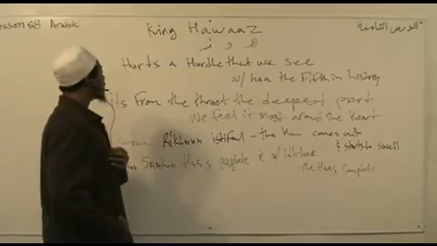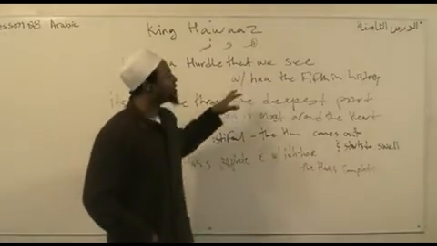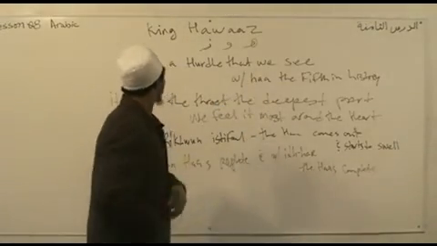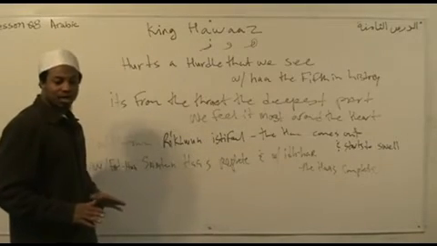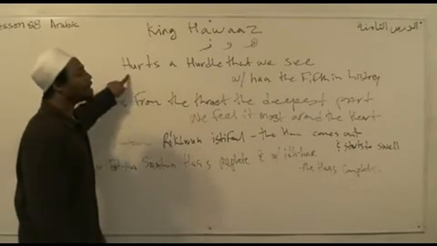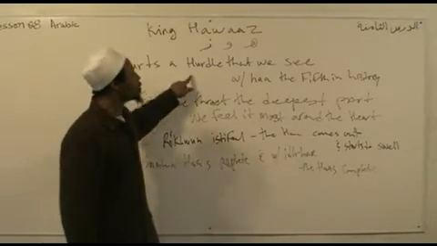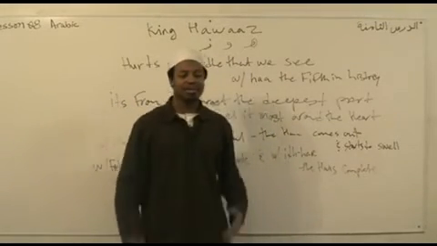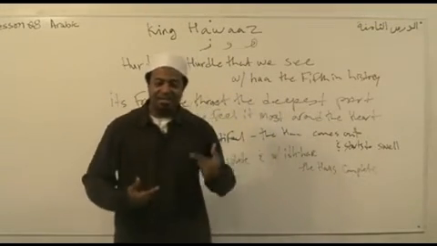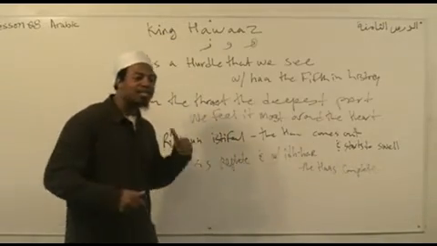It says, "Hurt's a hurdle that we see with ha, the fifth in history." So it starts off by giving you words that you already know with the same makhraj. Everybody say hurt. Say hurdle. Say history. Now say ha. You practice saying these words and you know how to say ha.